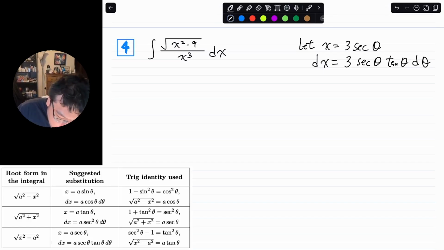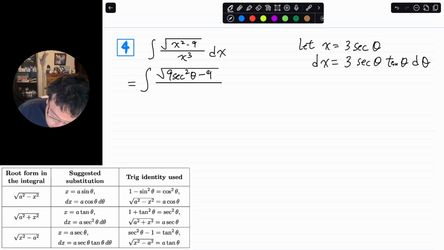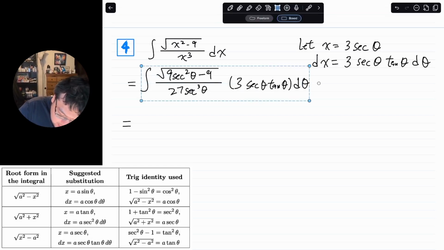Okay, so now we just do our 3 steps. First of all, we handle the culprit, right? So we have 9 secant squared theta minus 9. Essentially, we just plug in x equals 3 secant theta. And then we also have x cubed, so that will be 27 secant cubed theta. Lastly, the differential. dx is 3 secant theta tangent theta d theta. So now, let me copy everything.